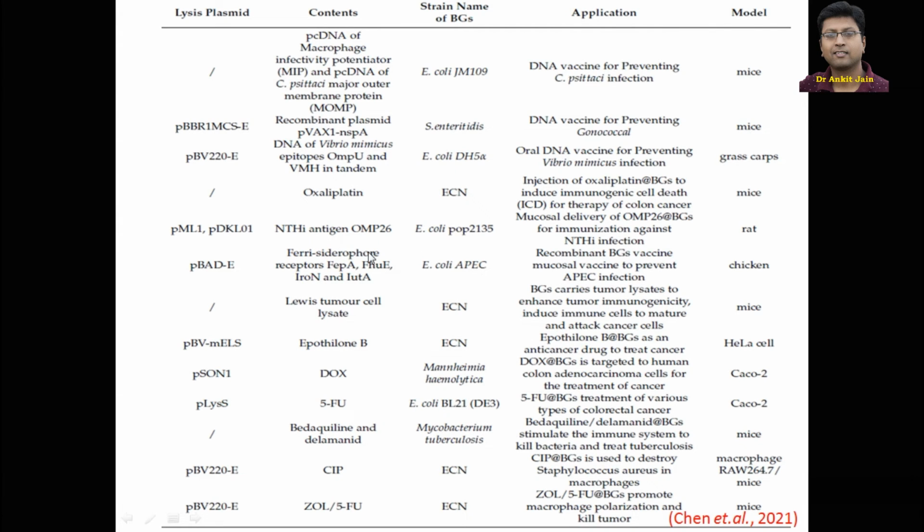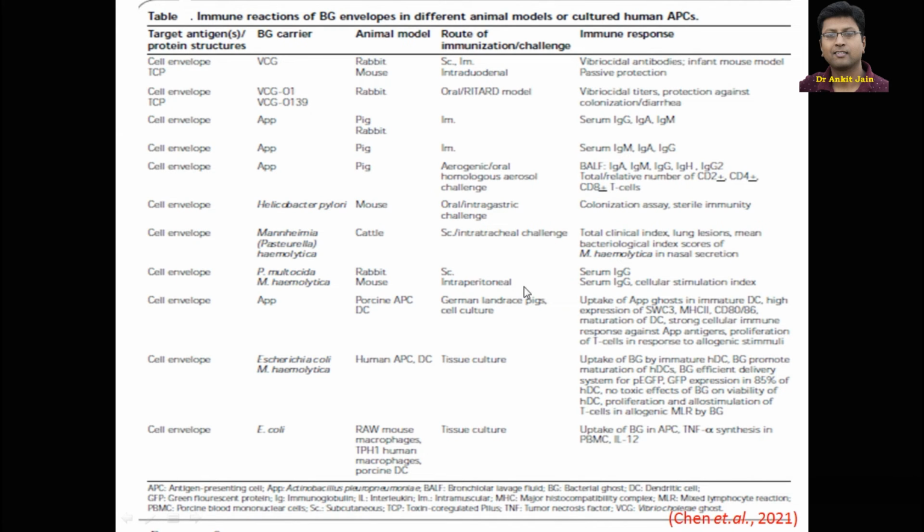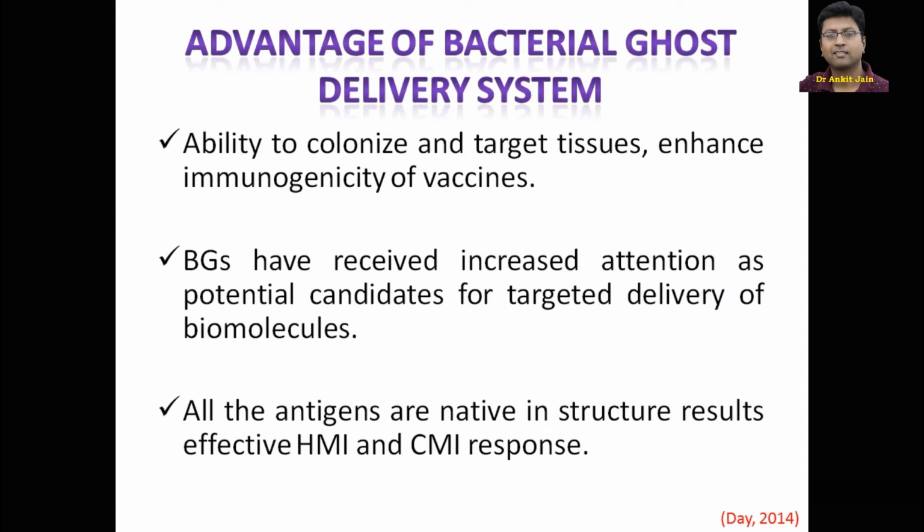So different research is going on with different plasmids having different DNA content, and different strains of bacteria are used for the production of a particular vaccine. And in animal as well as human models, different antigen presenting cells are used to provoke the immune response in the animal and in the human.